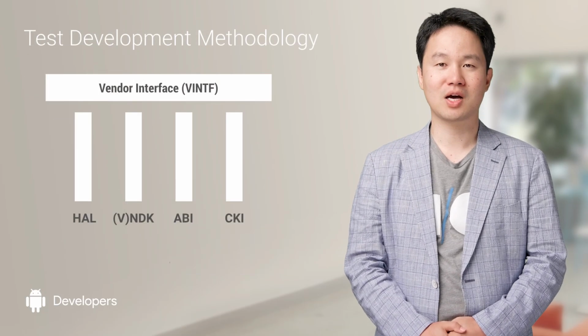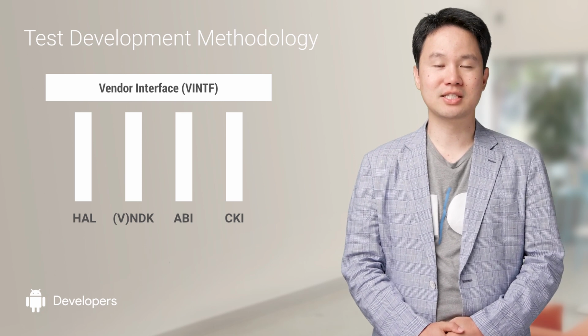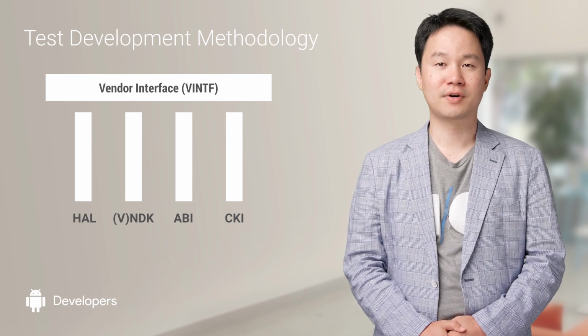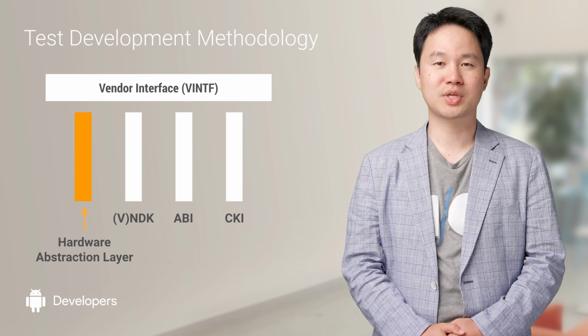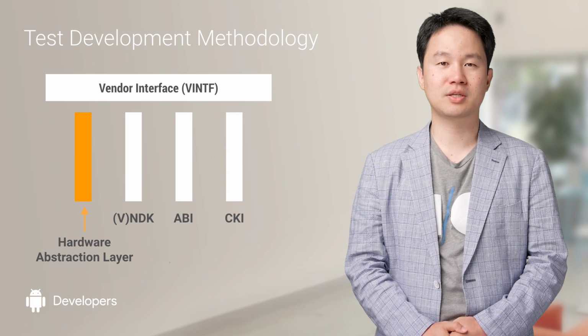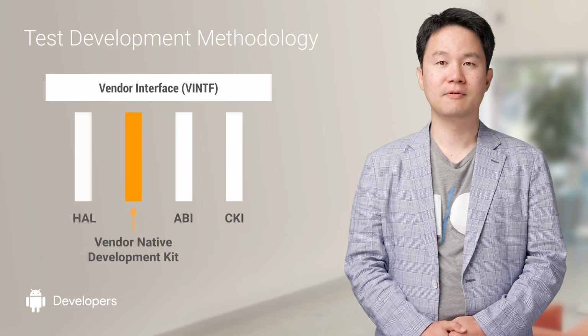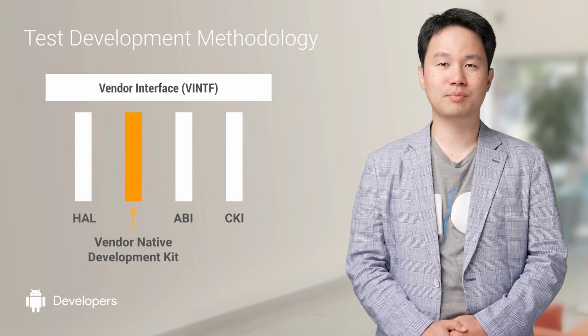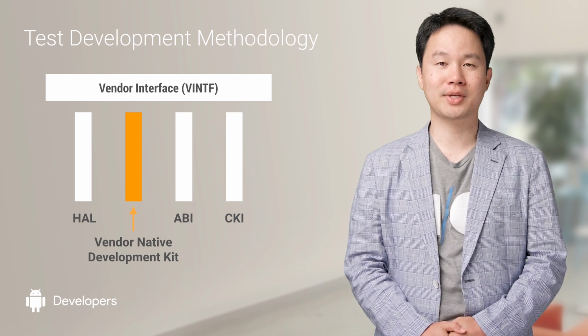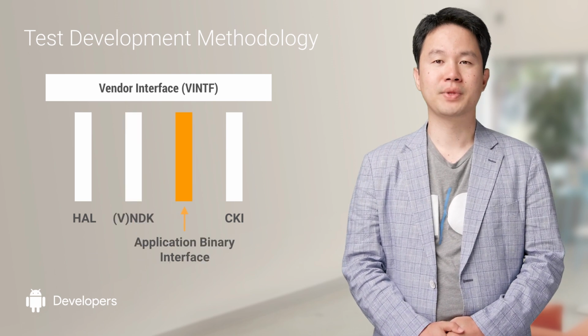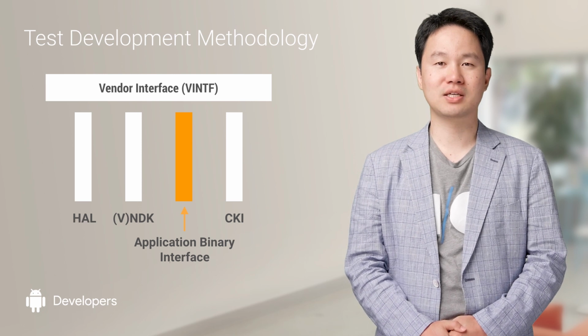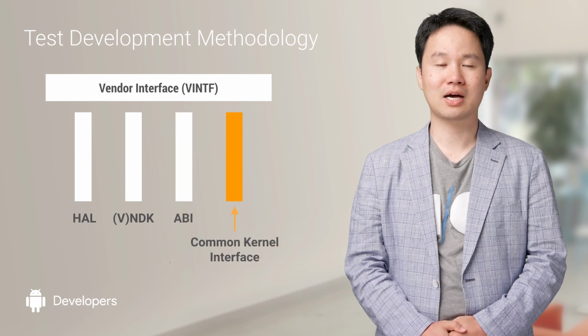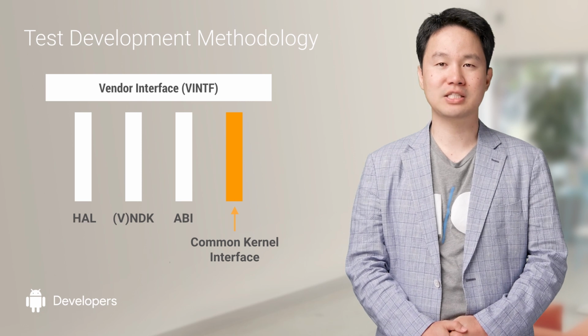First, let me explain how we develop VTS test. As you know, treble vendor interface consists of four main pillars. First, HAL is for hardware abstraction layer modules that are user space device drivers. Second, VNDK is for vendor native development kit libraries that are part of a system image and used by vendor image modules. Third, ABI is for application binary interface. Fourth, CKI is for Android common kernel interface, such as syscalls and proc files.